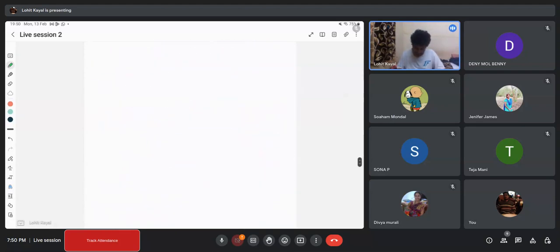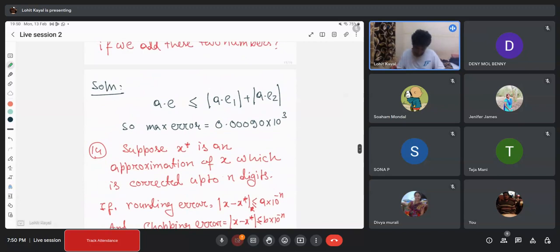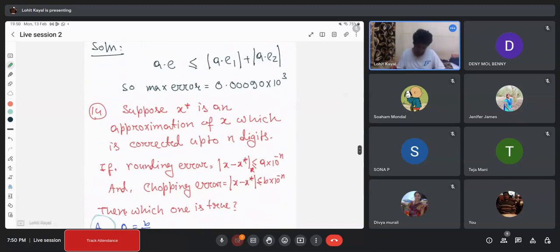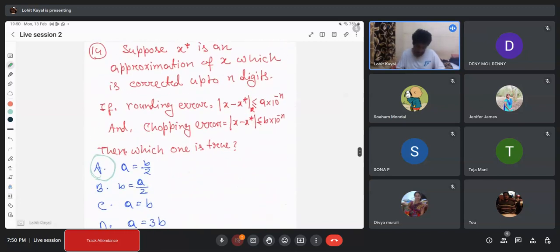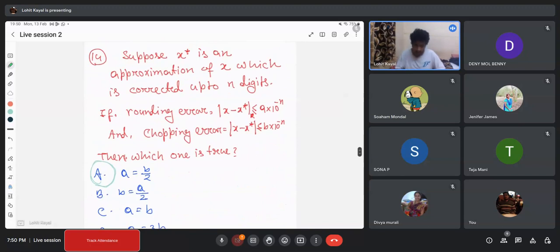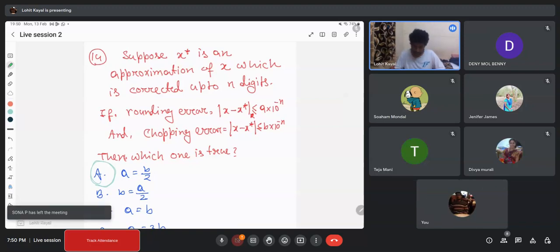Okay, let's go to the next question. Suppose x star is an approximation of x which is correct up to n digits. If the rounding error, that is modulus of x minus x star, is less than or equal to a into 10 to the power minus 9, and the chopping error is less than or equal to b into 10 to the power minus 9, then which one is true?